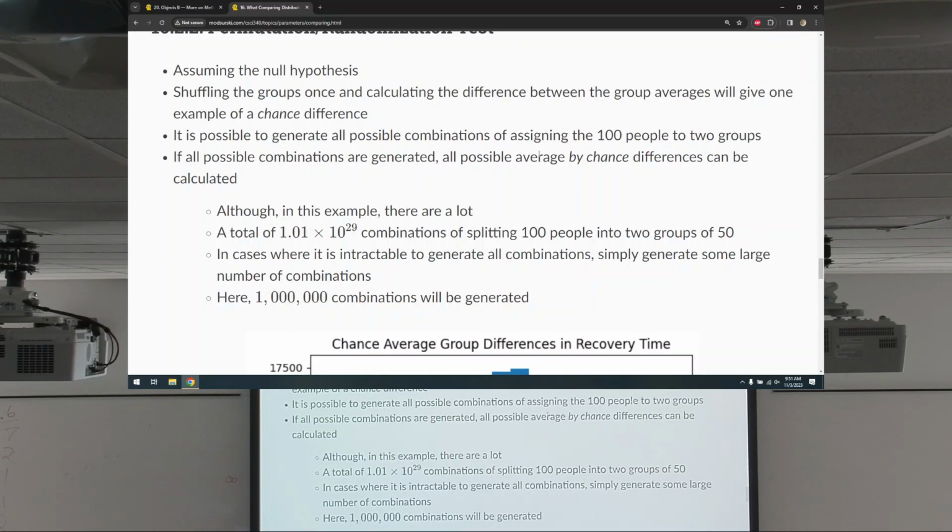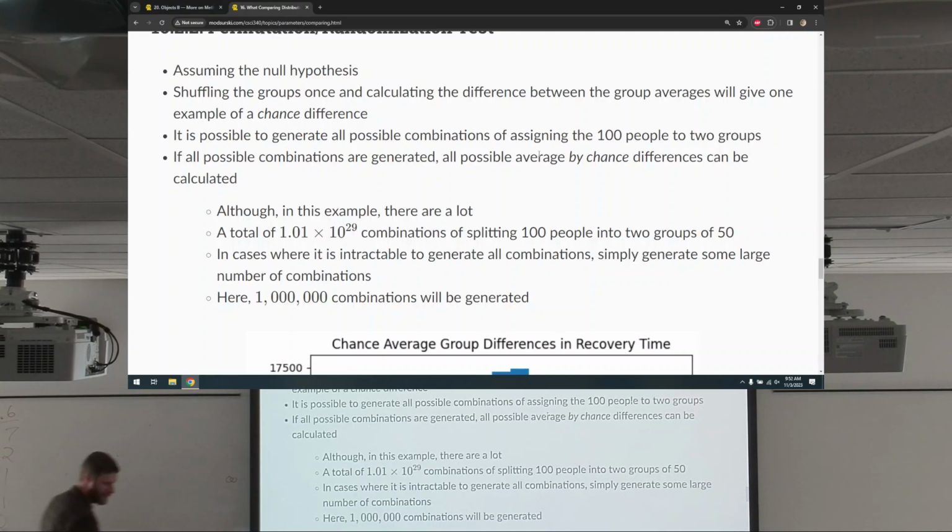There is an alternative called a randomization test where you go, well, that's a lot. So instead of doing it times 10 to the 29 times, just do it like a lot and be like, okay, that's probably sufficient. So here I did it with 1 million. I did 1 million different possible randomly assigning some here, some there. Do it again. Some here, some there, average recovery time difference. Shuffle again. I did that 1 million times.